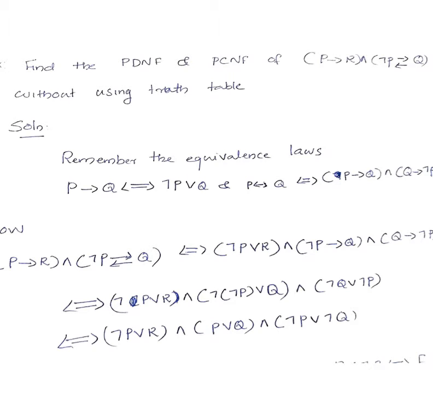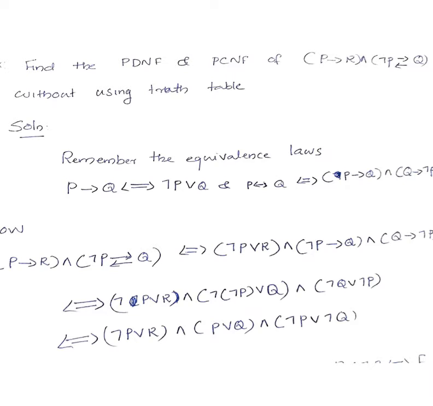Okay, now we have to discuss different standard normal forms, here PDNF and PCNF. Let us take an example of finding the PDNF and PCNF of (P conditional R) and (negation P biconditional Q), without using a truth table. We can also find the PDNF and PCNF using a truth table, which is a simple one, and we can discuss it later. Now we move on to the solution.